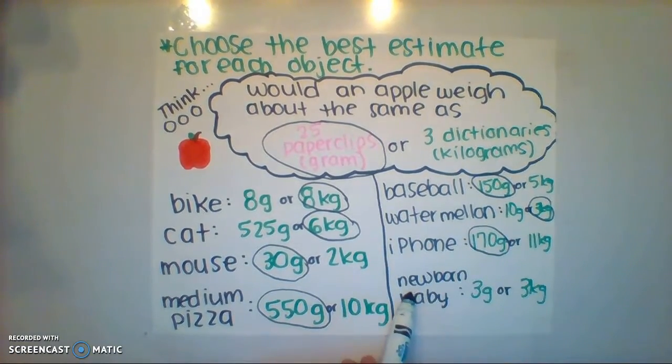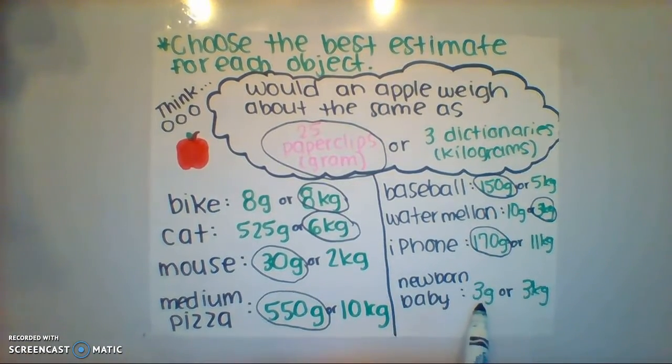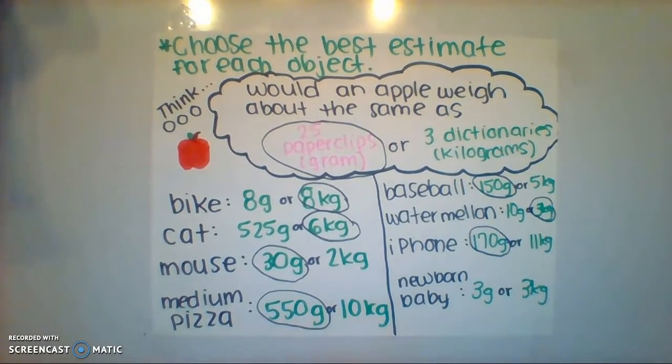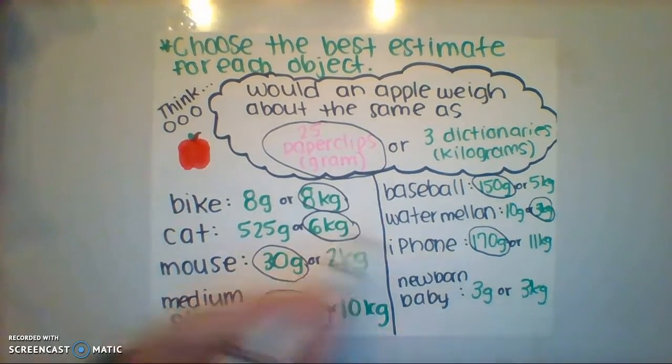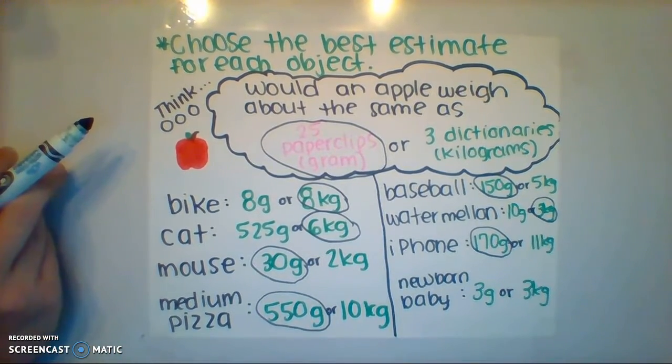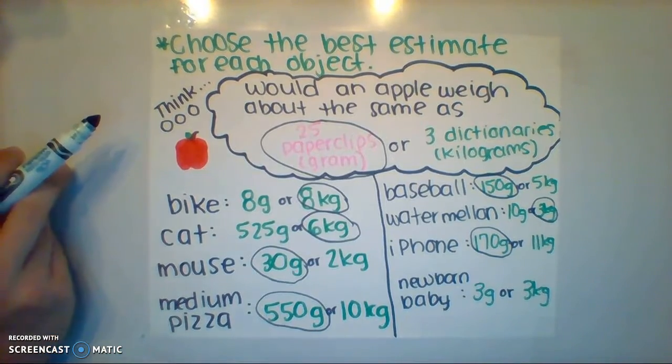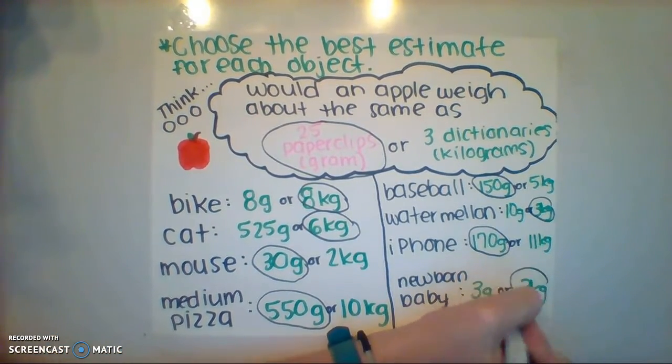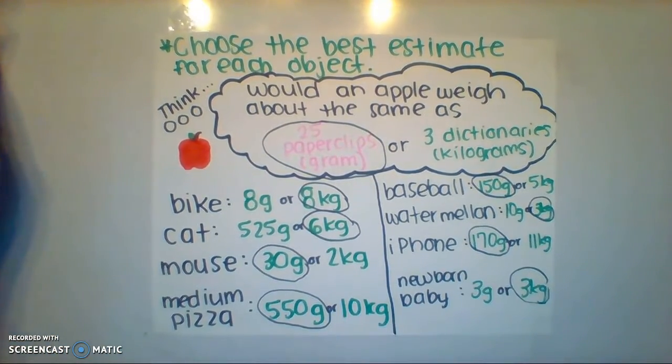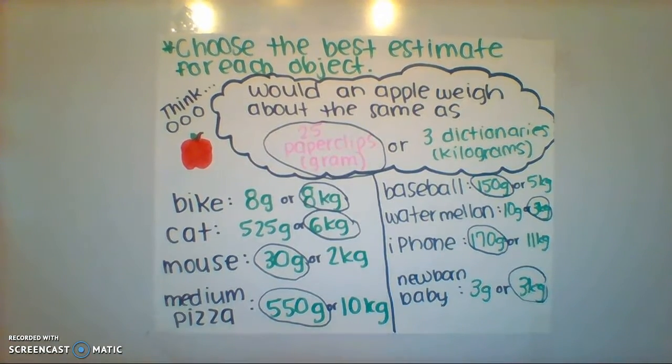And our last one is a newborn baby. We have 3 grams, meaning 3 paper clips, or 3 kilograms, meaning 3 dictionaries. It would be 3 kilograms. All right, double check your work here. See if you got them right, and if you got them wrong, why you got them wrong.